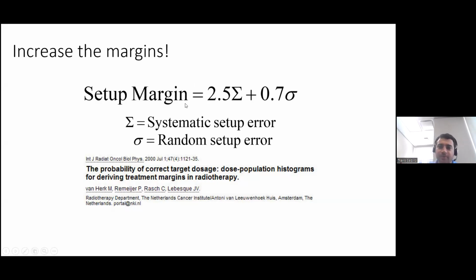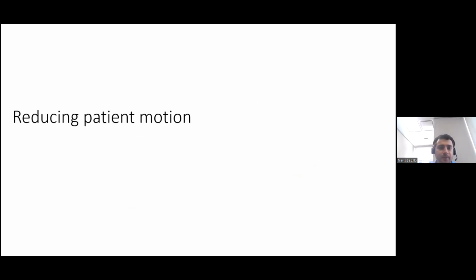The only problem is that once we start increasing margins, we also start increasing the amount of normal tissue we're irradiating. So the bigger your margins get, the more sure you are that you're hitting your target, but there's an increasing likelihood that you're going to experience radiation toxicities because of all the extra normal tissue that you're irradiating. So this is a simple way to help address motion, but it's not necessarily the best or the only one that we want to focus on.